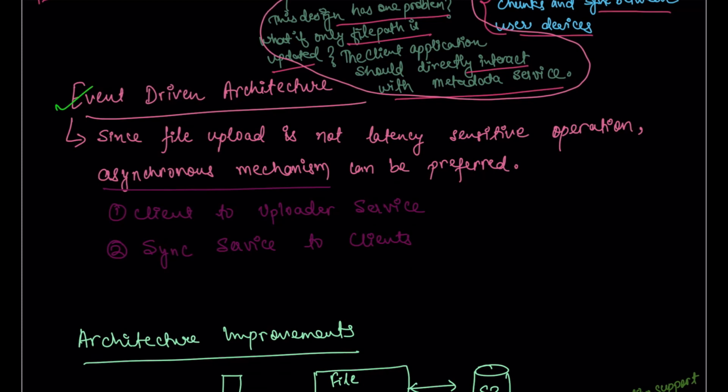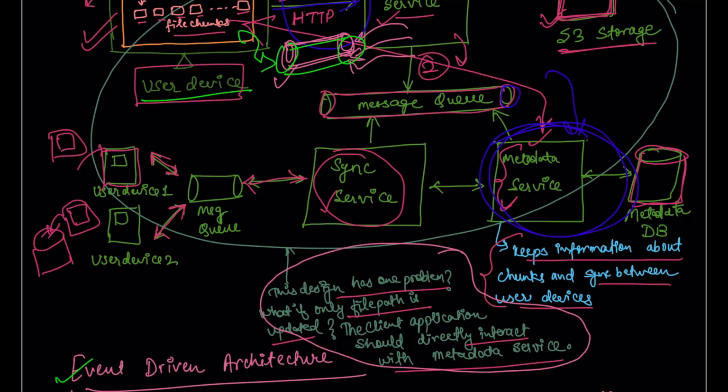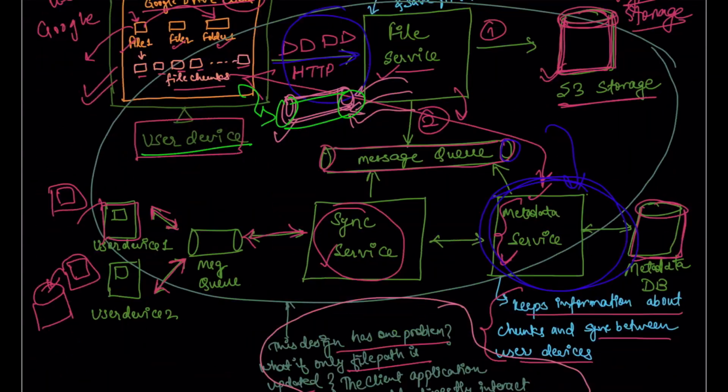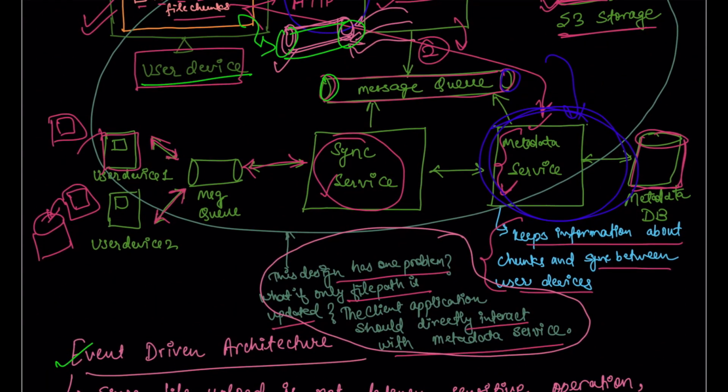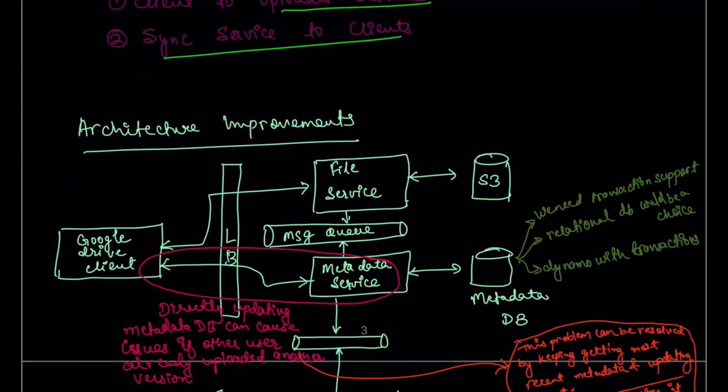In an event driven architecture, since file upload is not a latency sensitive operation, a queue mechanism can be preferred. Like whatever I mentioned here, you can create an operation queue. Whatever is being uploaded is passed on to the queue, and then the file service can download the chunks from there. Clients to uploader service, sync service to clients. In this approach we have already used a message queue, and here as well you can use a message queue to further scale your system.